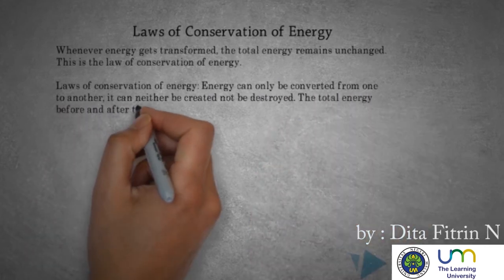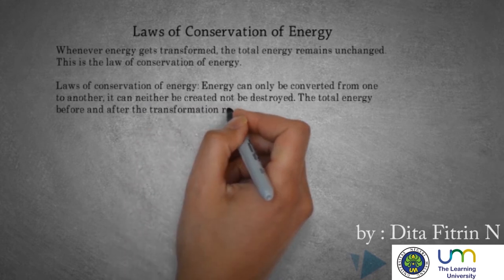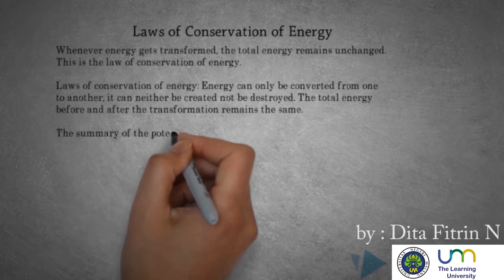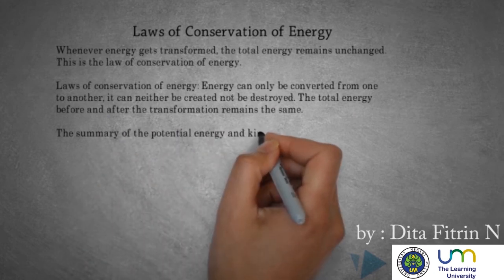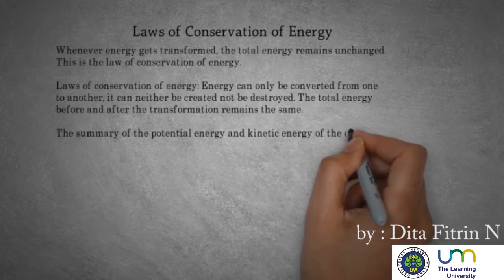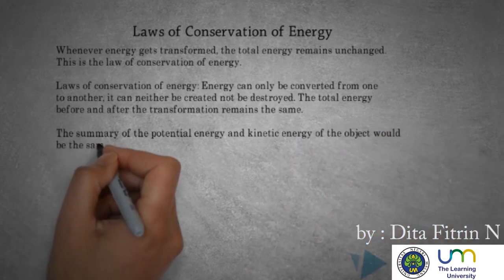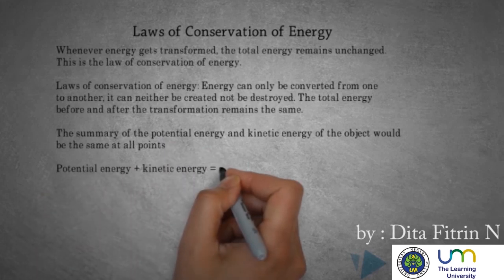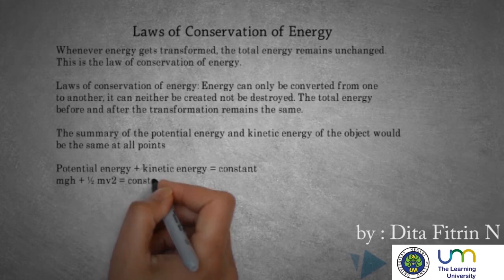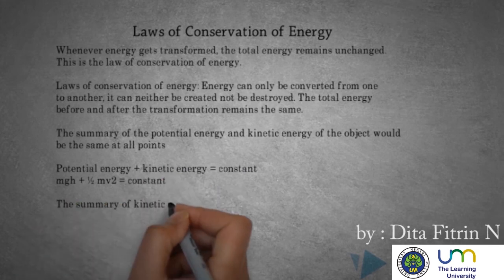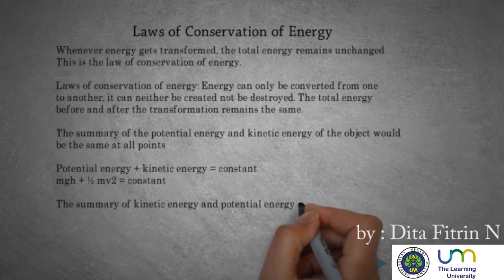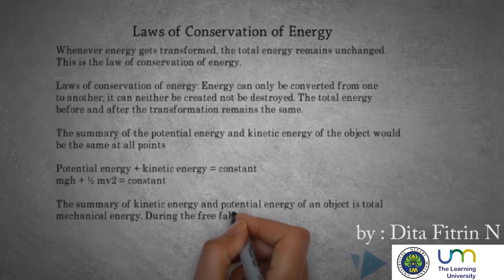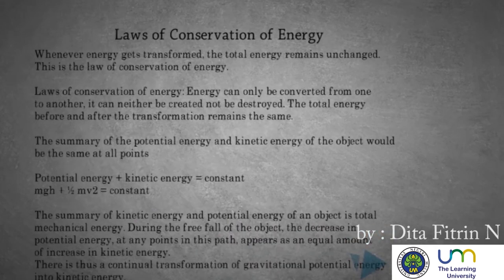The sum of the potential energy and kinetic energy of the object would be the same at all points. Potential energy plus kinetic energy is equal to a constant. The sum of kinetic energy and potential energy of an object is the total mechanical energy. During the free fall of the object, the decrease in potential energy at any point in its path appears as an equal amount of increase in kinetic energy.